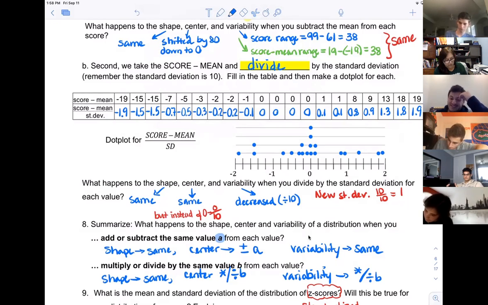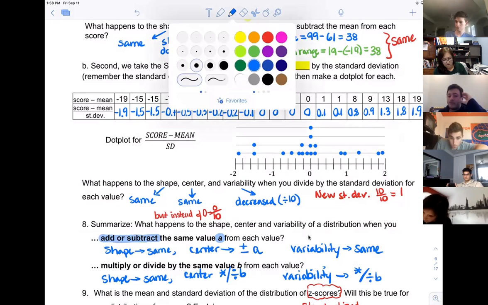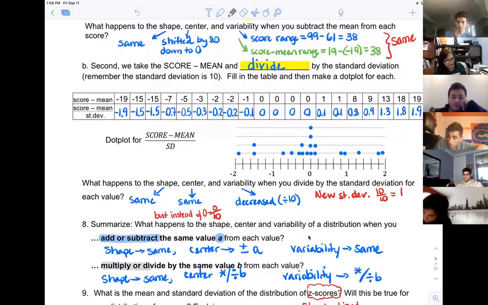However, when we multiply or divide by some number, and we'll call this number b, each value, either multiply by b or divide by b, the shape stays the same. So the appearance stays the same. However, the center changes. So the center always changes. Notice that. And this time the variability also changes. And it's either the multiplied by or divided by value.